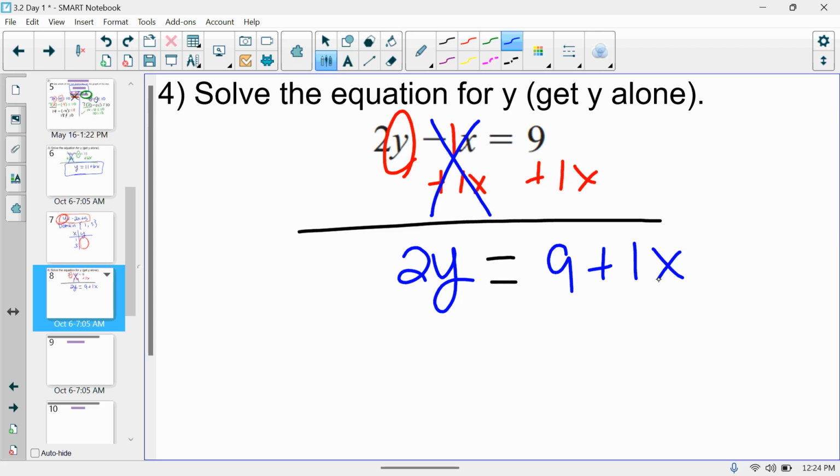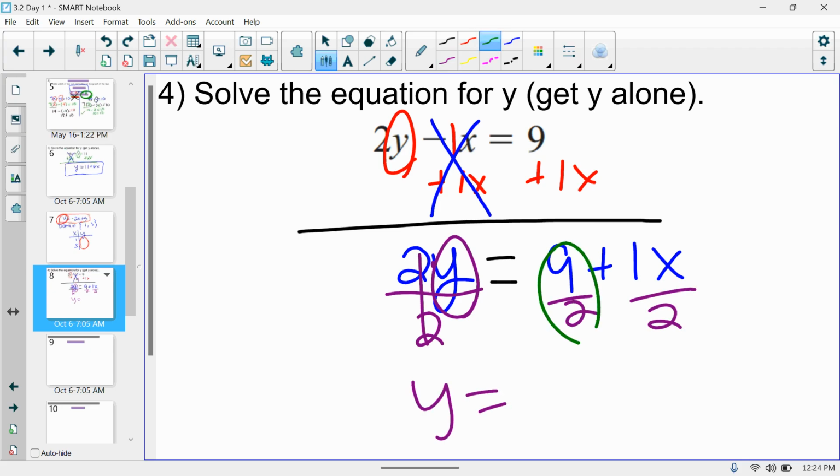So I'm still trying to get y alone. How would I do that? What would be the next step, Elise? Yeah, guys, you got to stop the side chatter. This means multiplication, so I would divide by 2. Now, guys, I don't know if you remember this from before break, you have to be careful to divide this whole thing by 2. So some people like to write it like this to help remind themselves that they have to do the 9 divided by 2 and they have to do the 1 divided by 2.